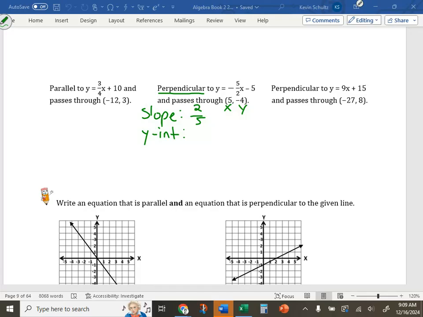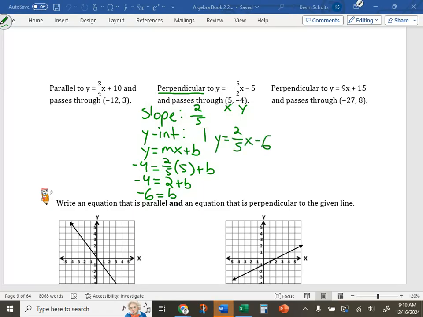Plug this into slope-intercept form. Y equals mx plus b. The y value to plug in is -4. Our slope is positive 2/5. Our x value is 5, and we're solving for b. 2/5 of 5 is 2, so negative 4 equals 2 plus b. Subtract 2 from both sides, and negative 6 equals b. Okay? So, final answer. Y equals 2/5 x minus 6.